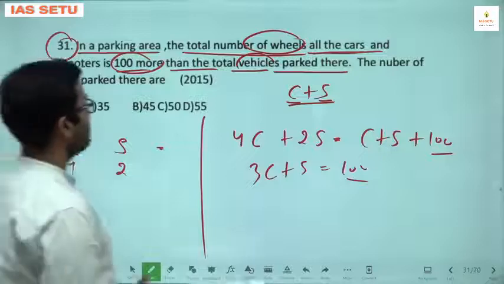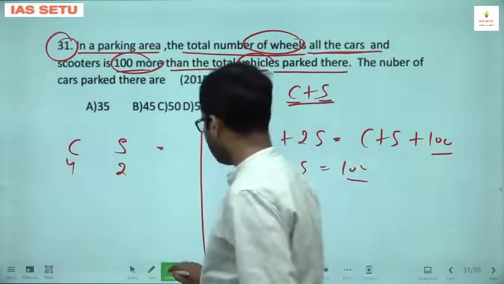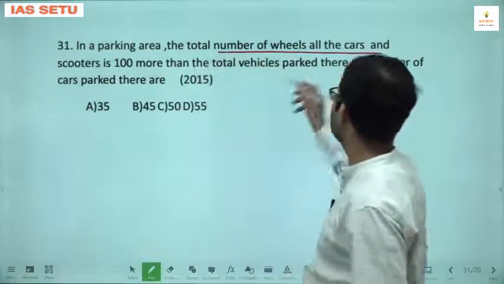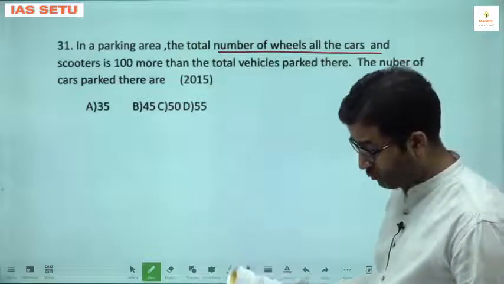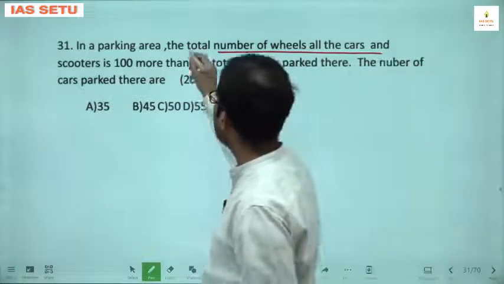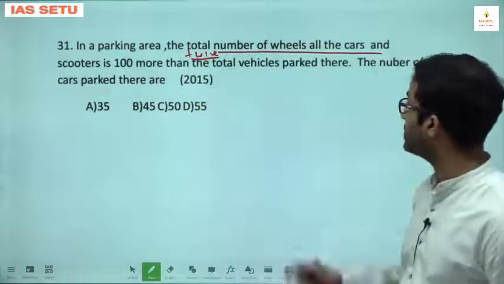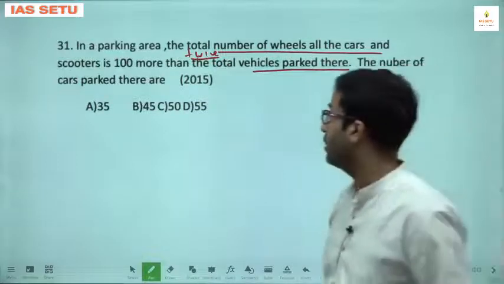Now this question number 31, there is one correction. In a parking area, the total number of wheels of all the cars and scooters is 100 more than the twice. So here you make the correction: twice the total vehicles parked there.